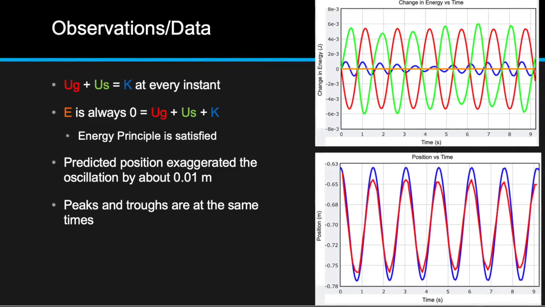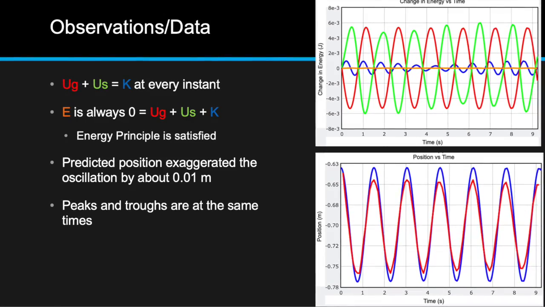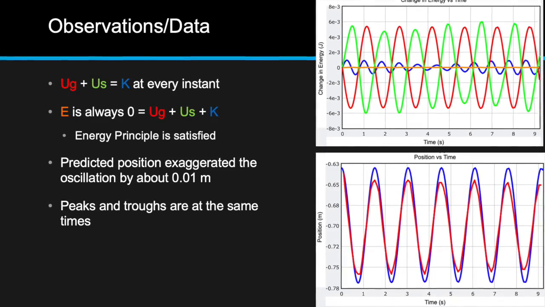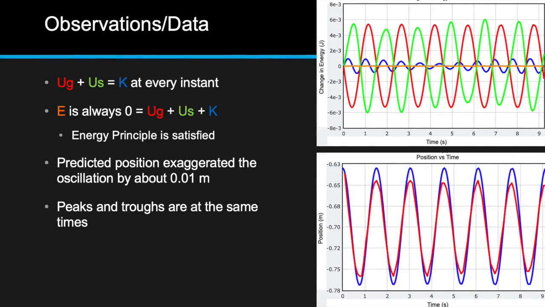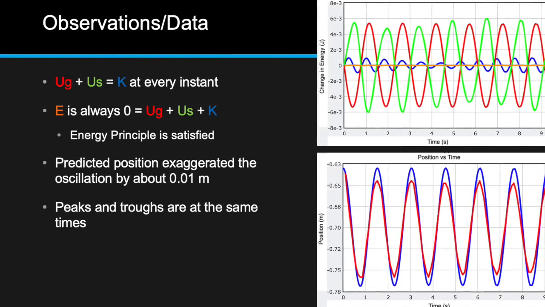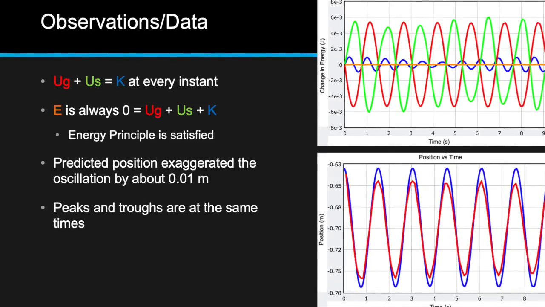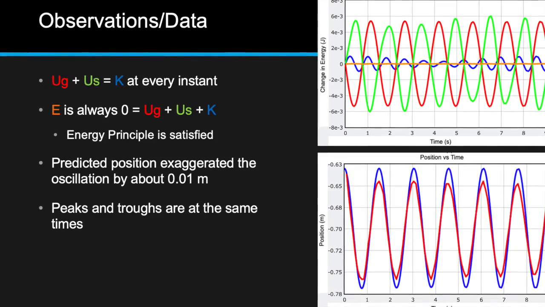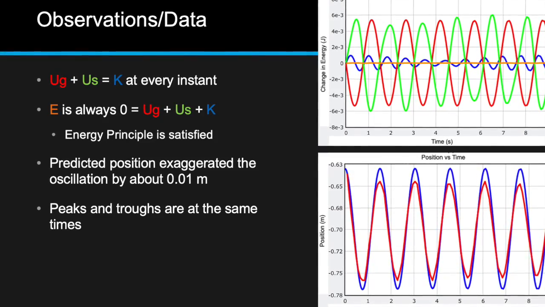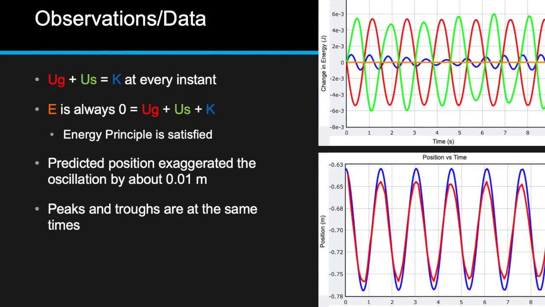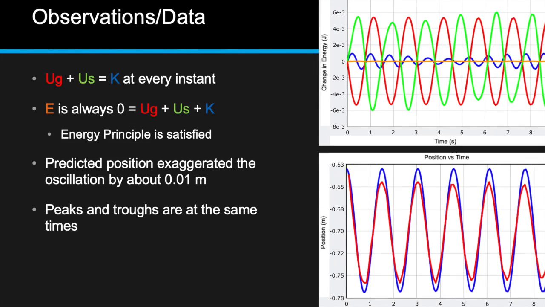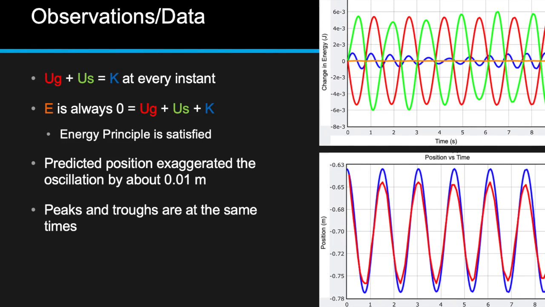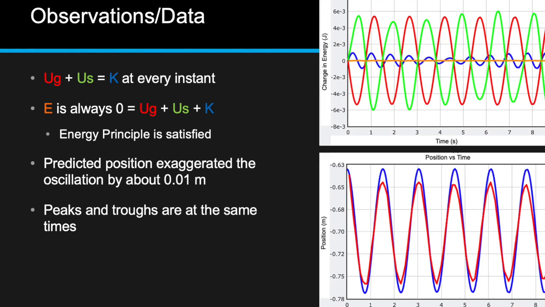And then the orange is the total energy. In this case, it is always zero because the potential energies plus the kinetic energy is always zero in this case. Therefore, the energy principle is correct and it works in this case since the total energy is constant and it is always added up properly. Now, as you can see in the position versus time graph, the predicted position is exaggerated by about 0.01 meters, as you can see in the oscillation.